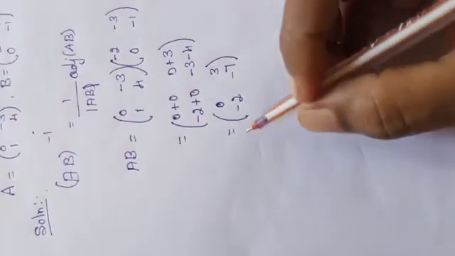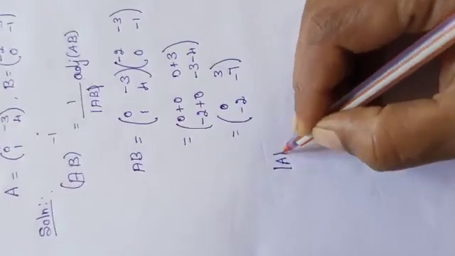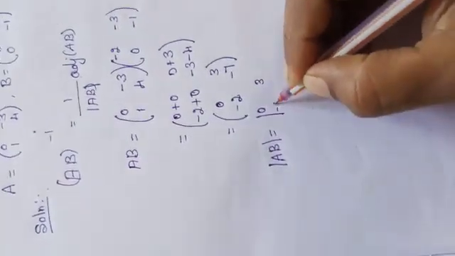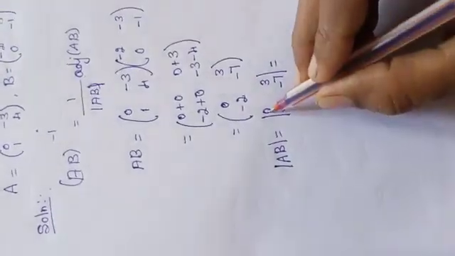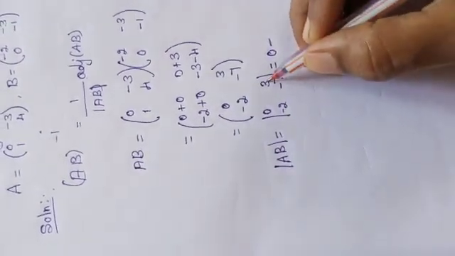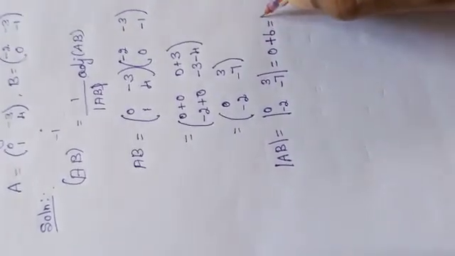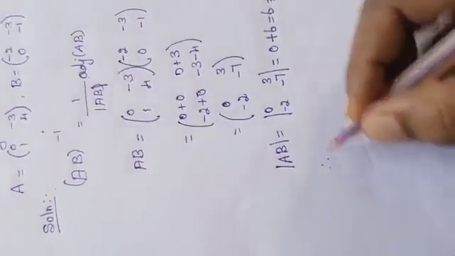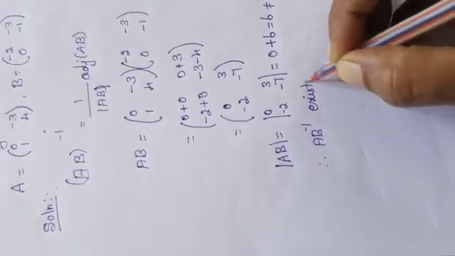Now, first we have to find out whether the inverse exists or not. For that, determinant AB, that is determinant of [0, 3; -2, -7], is equal to 0 into -7, 0, minus -2 into 3, which is -6. So, it will become plus 6, equal to 6. This is not equal to 0. Therefore, we can write AB inverse exists.